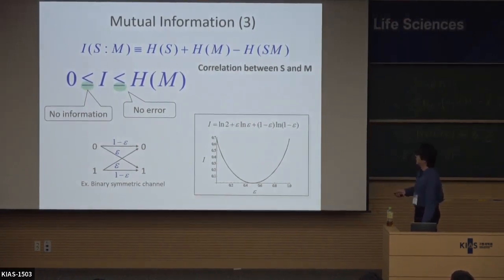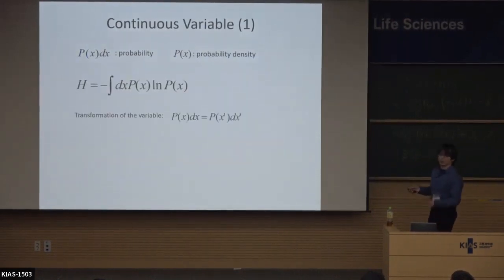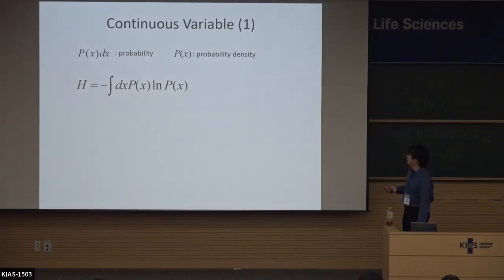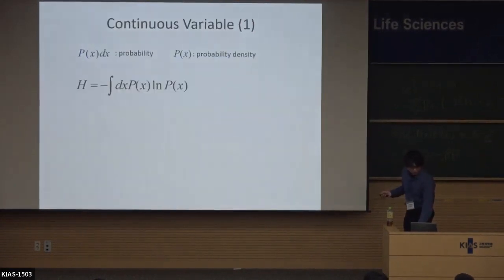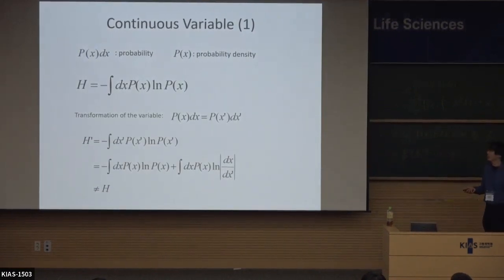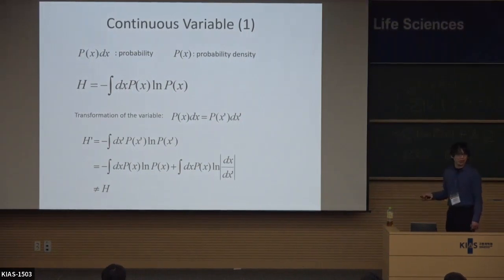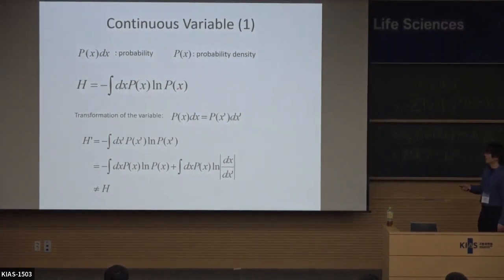Okay, so next, let me briefly mention the continuous variable case. So far, I implicitly assumed that the variables are discrete, like 0 and 1 here. But in the continuous variable case, the situation slightly changes. So first, we can naively define the Shannon information by replacing the summation by the integral. So this naive definition, of course, works, and in many situations, we use this definition. But there's some remark that this continuous variable Shannon information is not invariant under the state variable transformation.